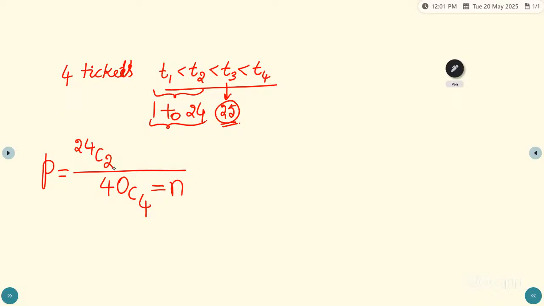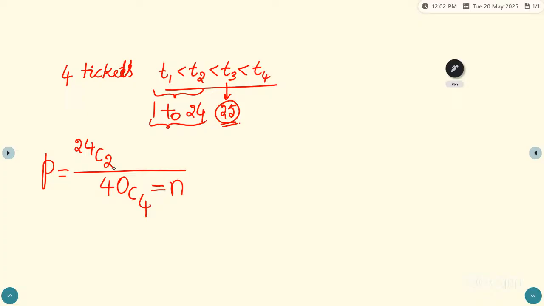First two tickets, T1 and T2, must be from 1 to 24. Suppose the first one is 24 and the second one is 23. After choosing them, we will arrange T1 as 23 and T2 as 24. After choosing the tickets randomly, we are arranging them in ascending order. It is not chosen ascendingly.